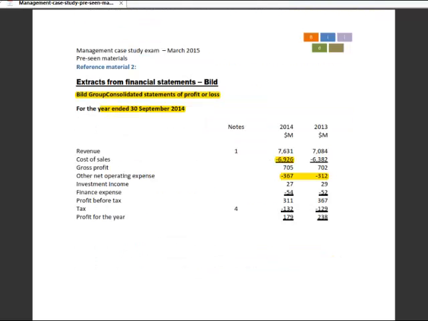So now let's have a look at the financial statements. This is the consolidated statement of profit and loss for the year ending 30th of September 2014.